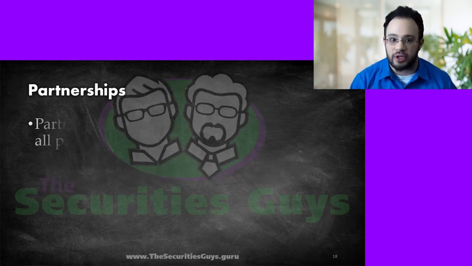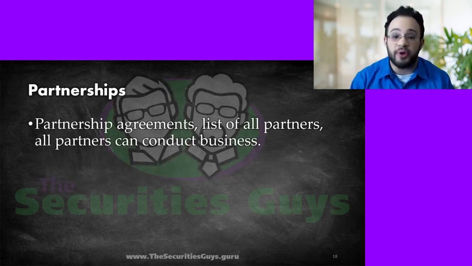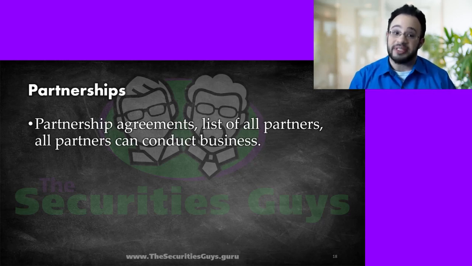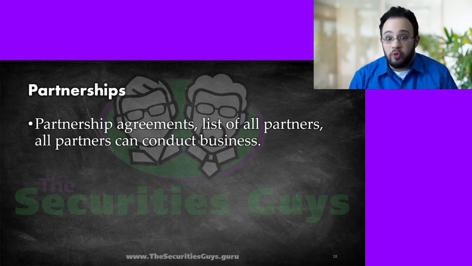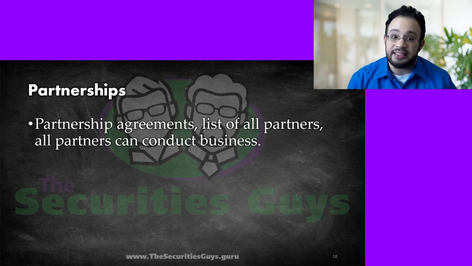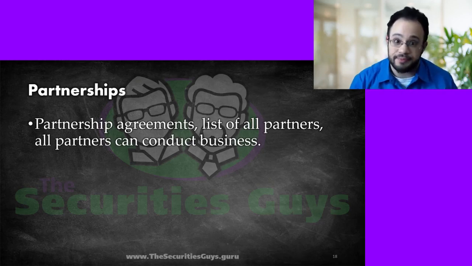Partnerships are similar. A partnership agreement must be on file, with a list of all the partners. All partners can conduct business, and then if any of the partners should pass, an updated partnership agreement must be done. Because a partnership is defined by the partners. If one of them is no longer there, that partnership doesn't technically exist until that agreement has been updated.